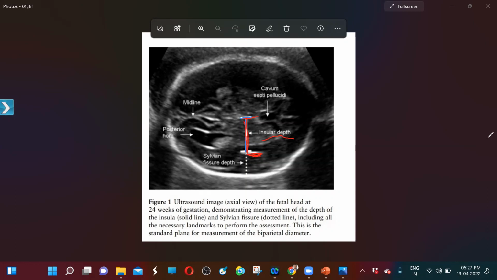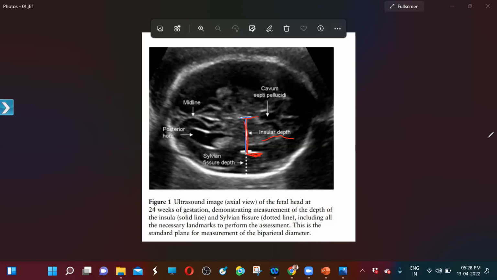Now, how much is the insula itself? The depth of the insula varies. It depends on the gestational age. You can note it down: at 19 to 20 weeks, take it 20, it is about 15 millimeters. Easy to memorize: 20 weeks, 15 millimeters.